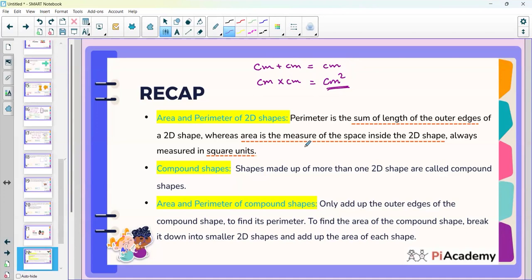And again, what are these compound shapes? Compound shapes are made up of more than one 2D shape. And to find the area and perimeter of compound shapes, for perimeter, only add up the outer edges. But when you find the area of the compound shape, you break down the compound shape into smaller 2D shapes and then add up the area. So for perimeter, you only add up the outer lengths of the shape. For area, you break it down into smaller shapes, find the area of each shape individually by applying the correct formula, and then add up.